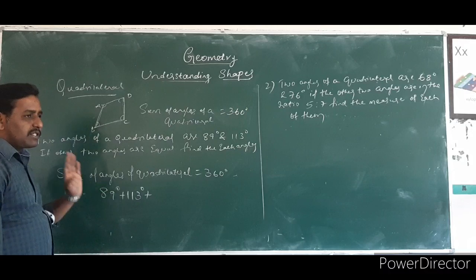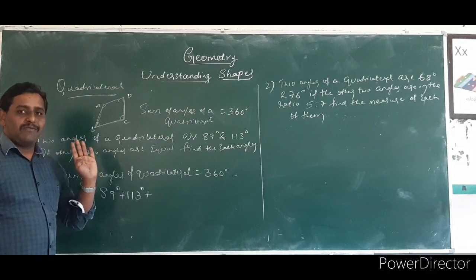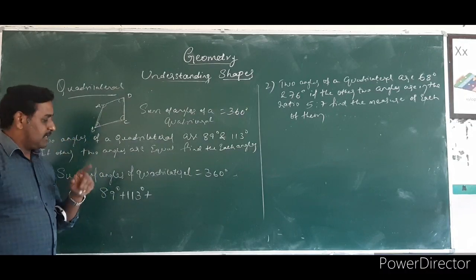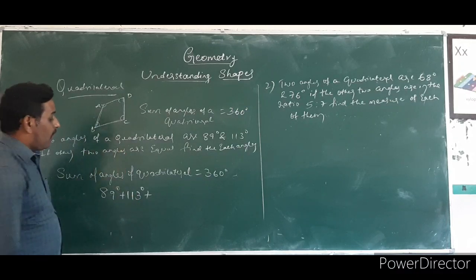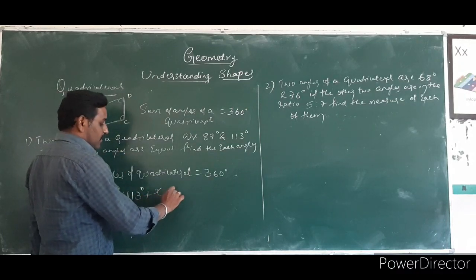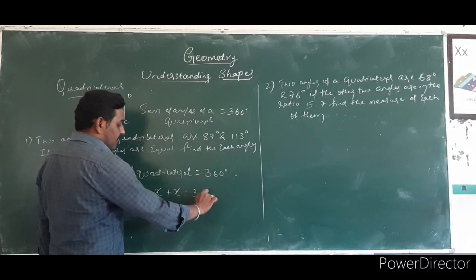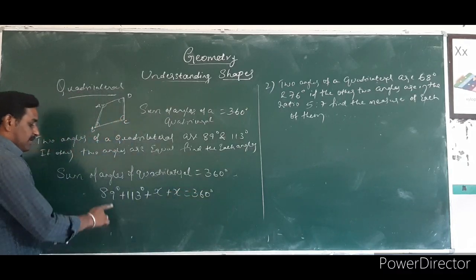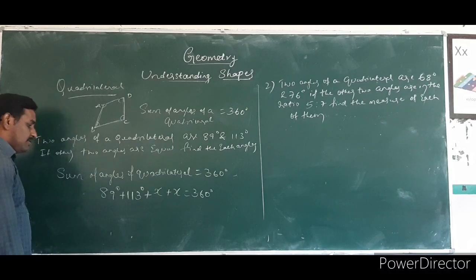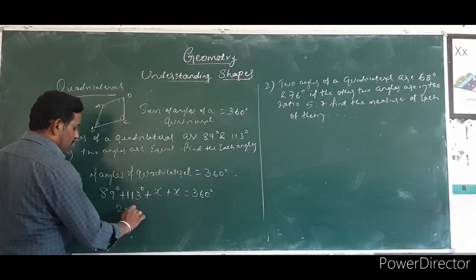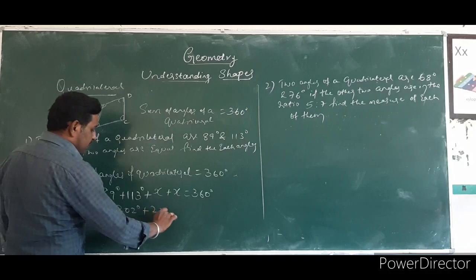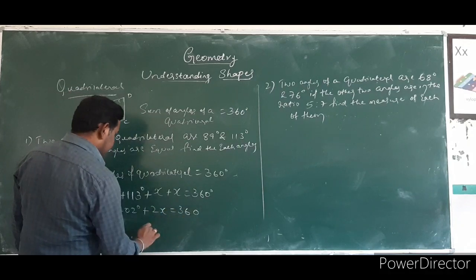A quadrilateral has four sides, which means four angles. Two angles are given and the other two angles are equal. We have to find the other two angles. 89 plus 113 is 202, plus 2x, equals 360.